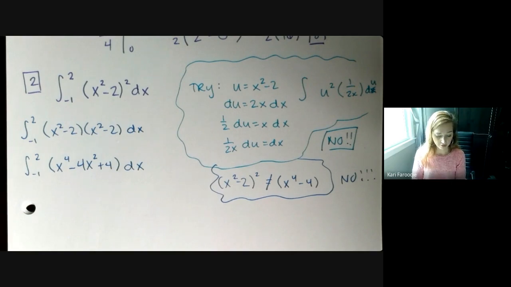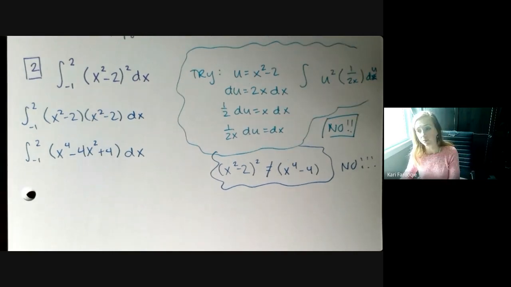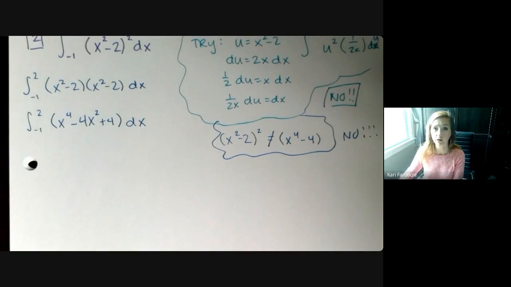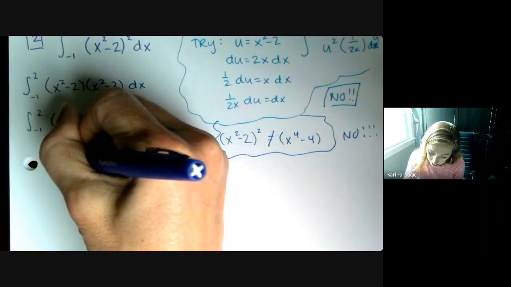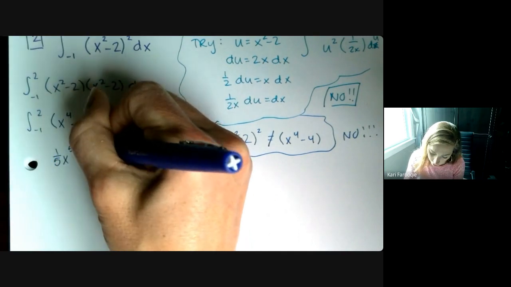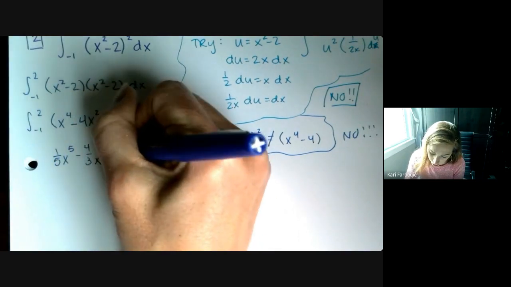All right, so now we have this rewritten so that we can take the antiderivative. Once we take the antiderivative, then we can apply the FTC to evaluate the definite integral. So we have 1/5 x to the 5th minus 4/3 x cubed plus 4x.